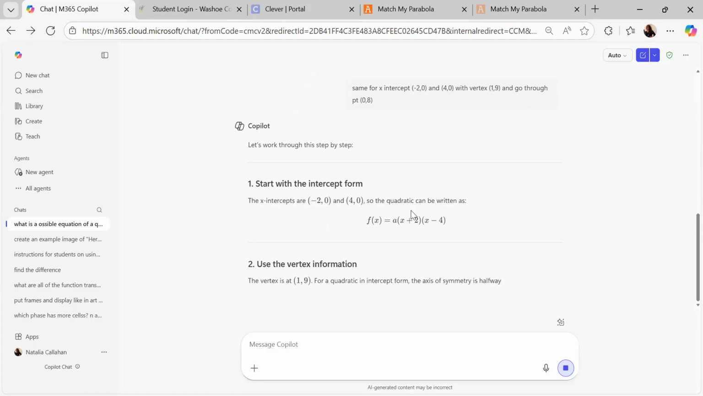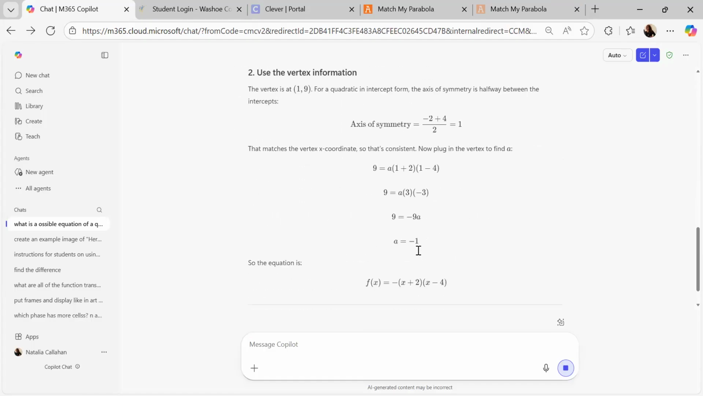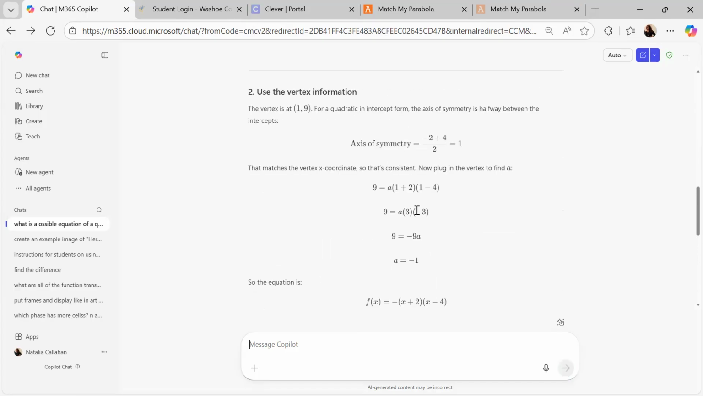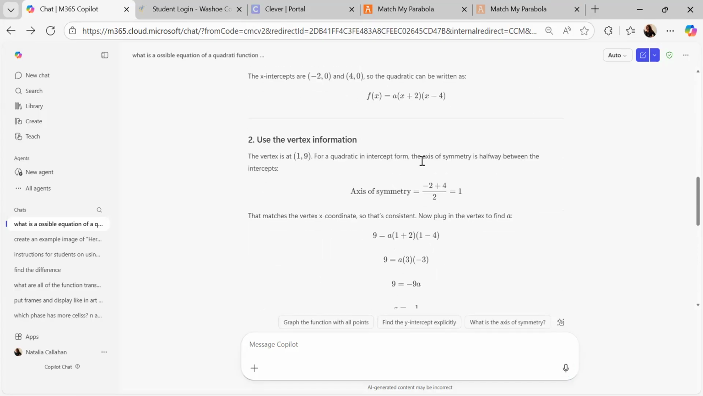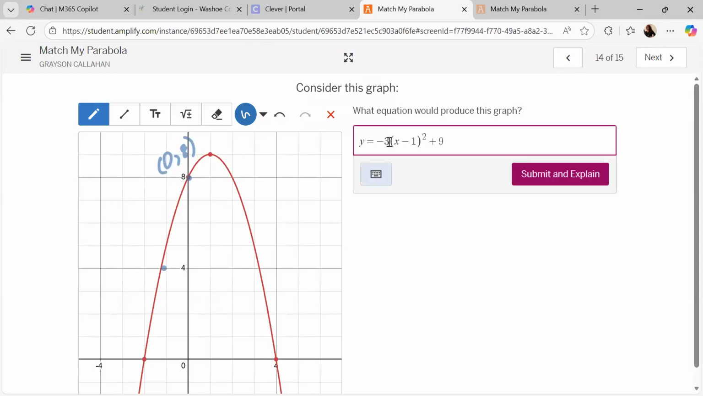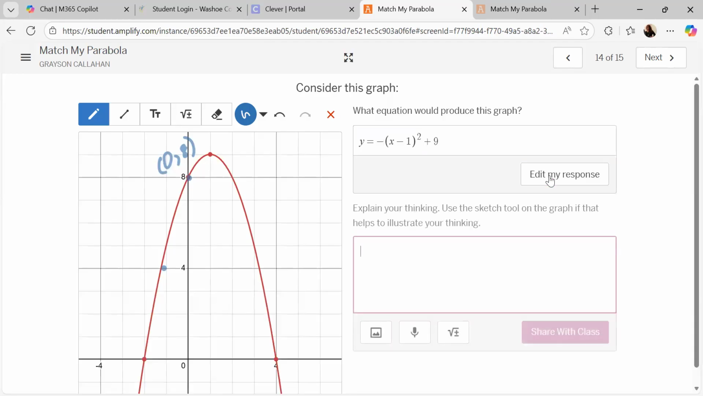So we just need to figure out, I know it's a negative, but I don't know what the A is. In this case, it's just going to be a negative 1. They had to do the axis of symmetry and all that other stuff, which your teacher hasn't taught you yet, so that doesn't work. So it's supposed to be a negative. Okay, submit and explain.